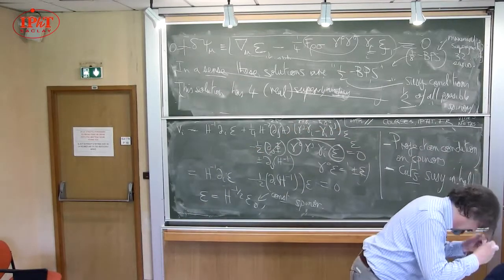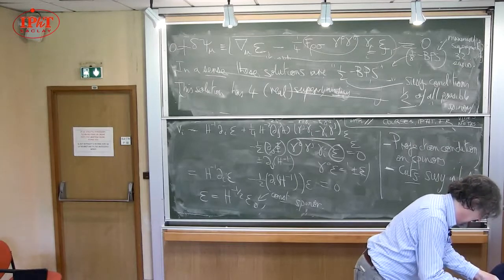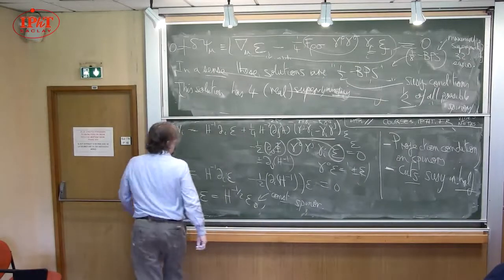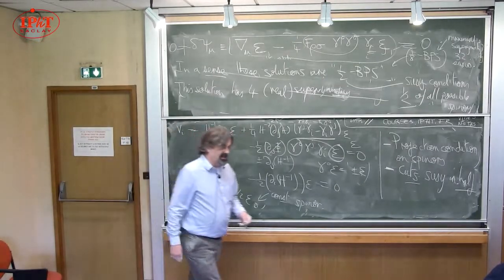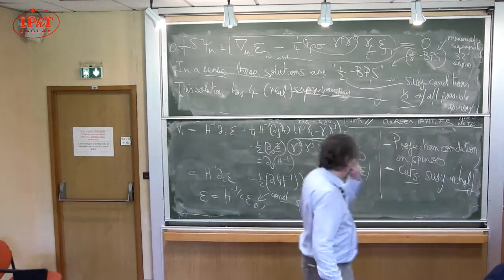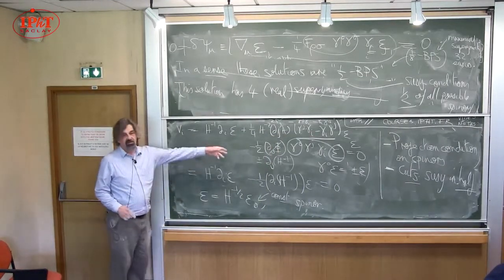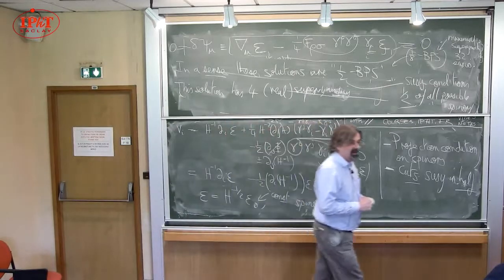Something which is non-zero, just make sure it's h to the minus half. Epsilon is h to the minus half, epsilon naught. Good. So this last equation is usually easily solved, and I'll explain why in a few minutes. But basically the heavy lifting is usually the zero component, and then everything else just tells you how the spinor depends on space-time.